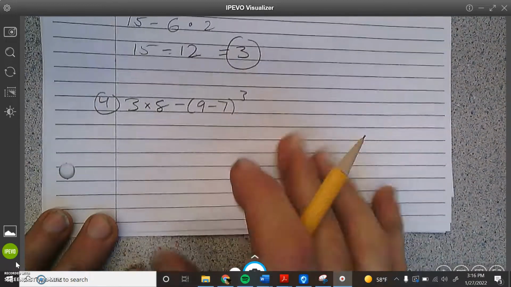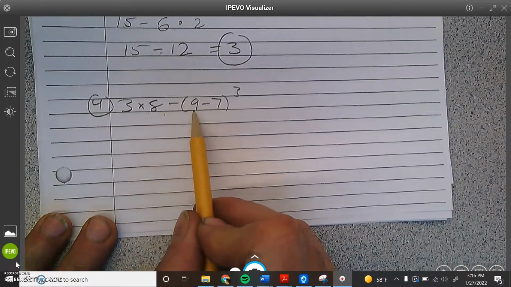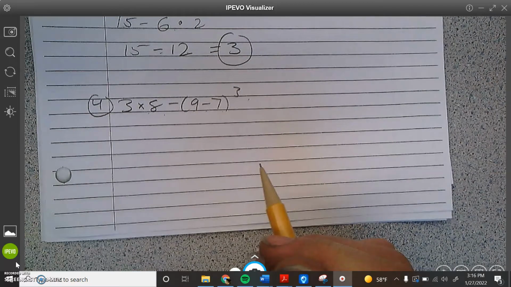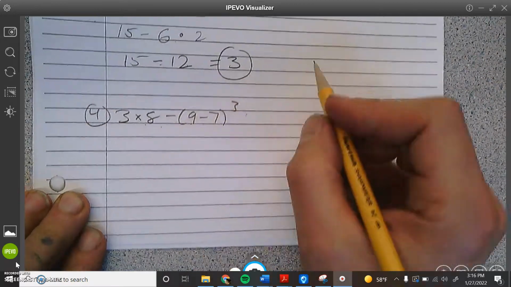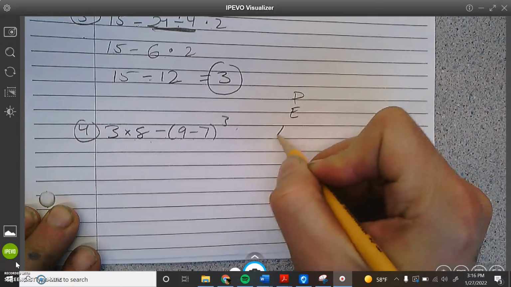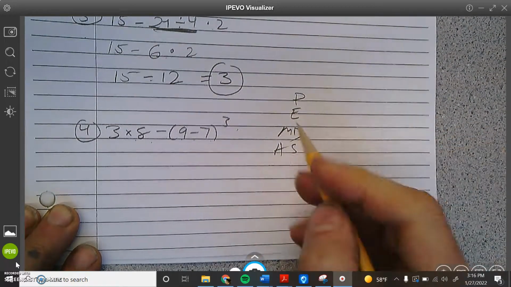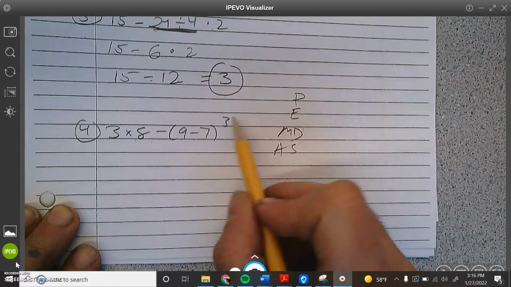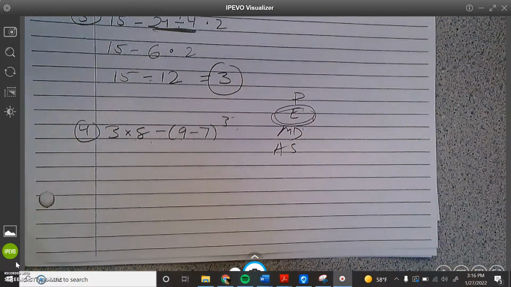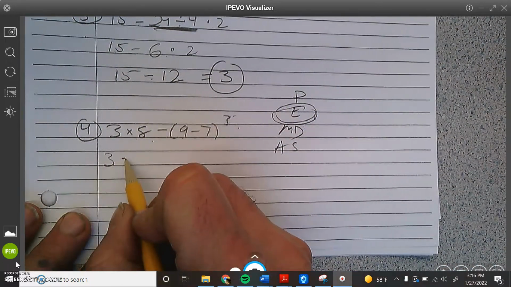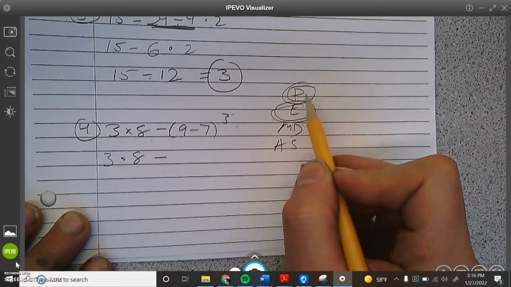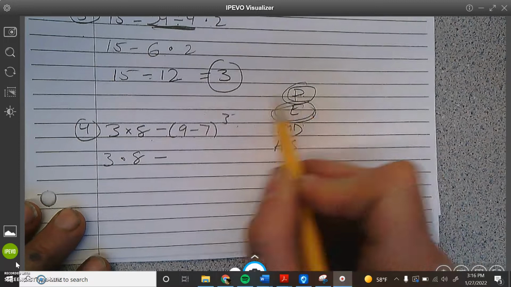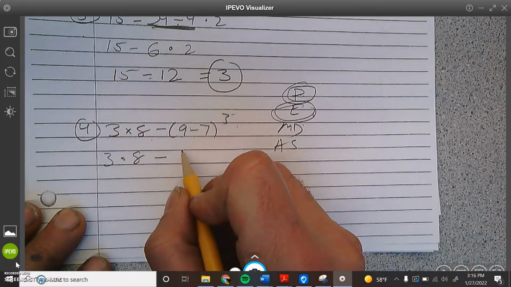One more. 3 times 8 minus, in parentheses, 9 minus 7, to the third power. All right, so we have PEMDAS here like this. I see exponents, so I'm going to do that first. Oh wait, I have parentheses. I totally ignored that. We have to do parentheses first.